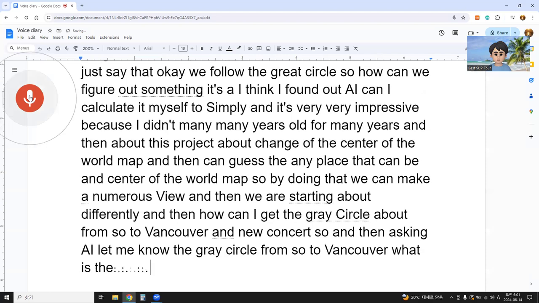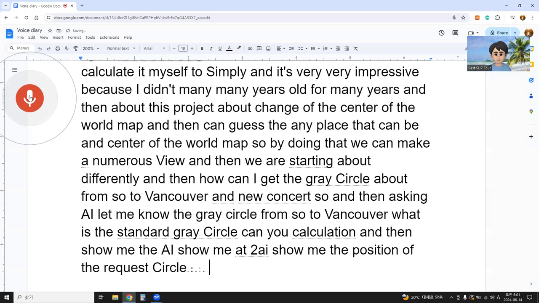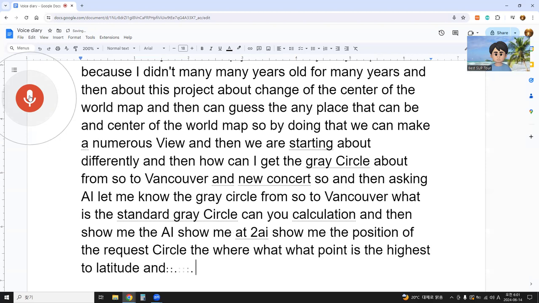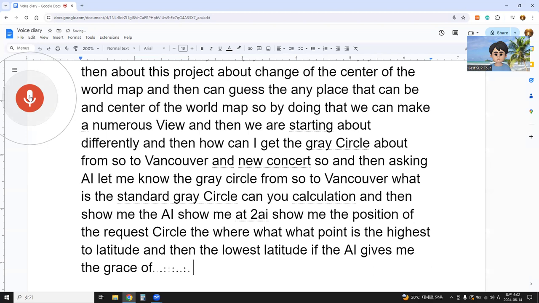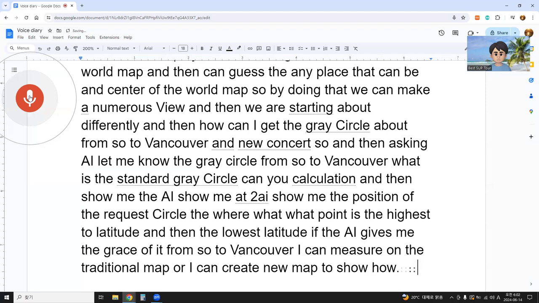What is the standard great circle? Can you calculate it and show me the position of the great circle, what point is the highest latitude and the lowest latitude. If the AI gives me the great circle from Seoul to Vancouver, I can measure it on the traditional map, or I can create a new great circle map to show how we pass through it.